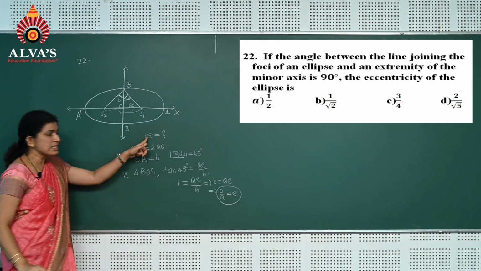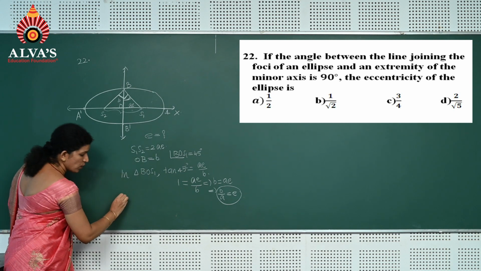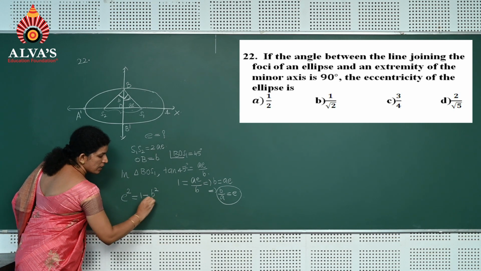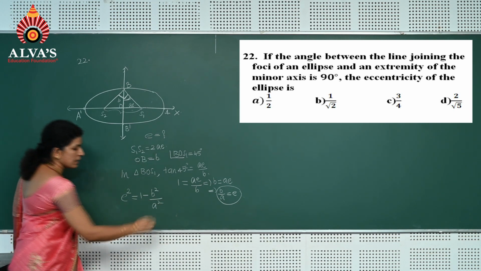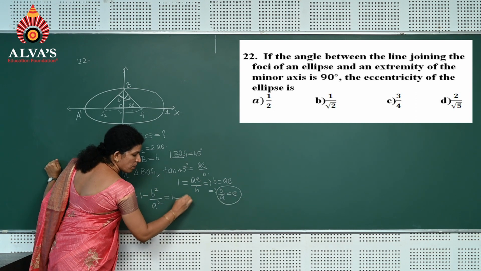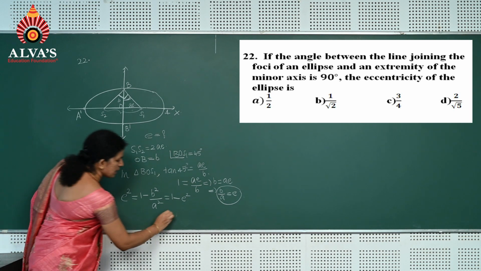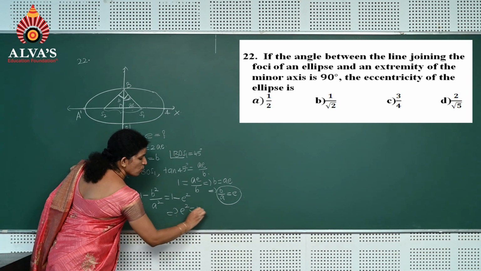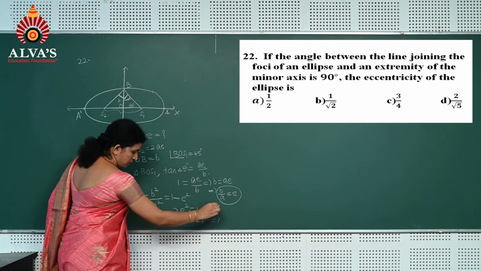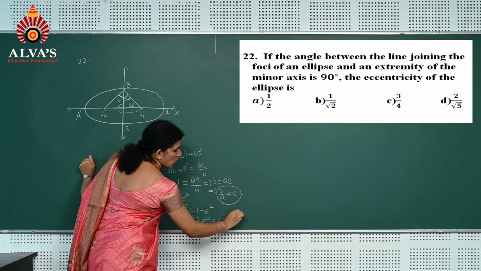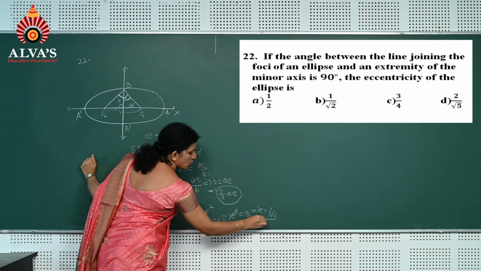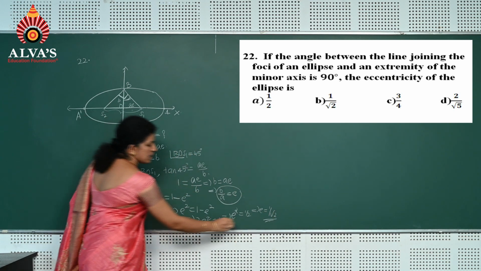Now we want the eccentricity of the ellipse. We know in an ellipse E square is equal to 1 minus B square by A square, that is equal to 1 minus (B by A) square, and B by A is E, so E square equal to 1 minus E square, 2E square equal to 1, E square equal to 1 by 2, that is E equal to 1 by root 2, so the answer is B.